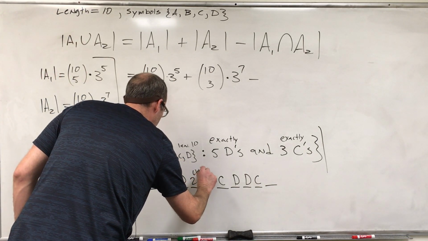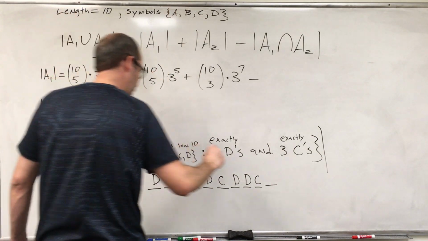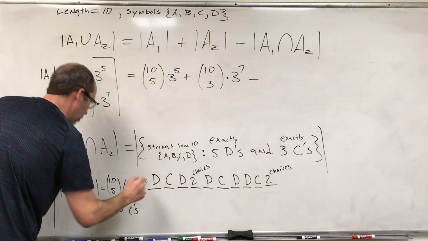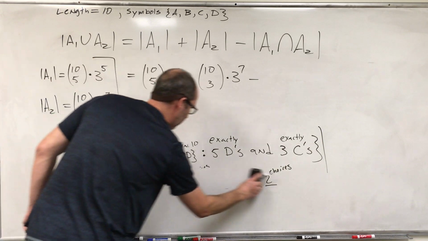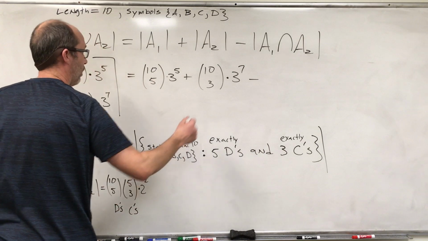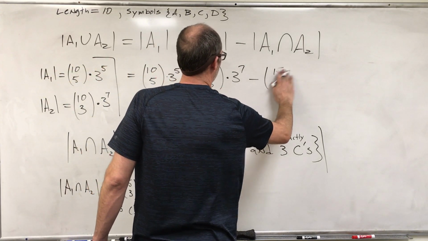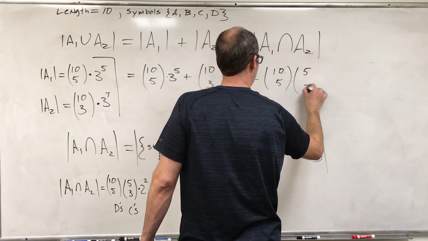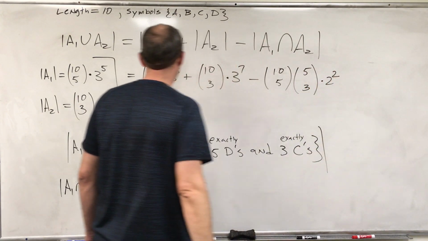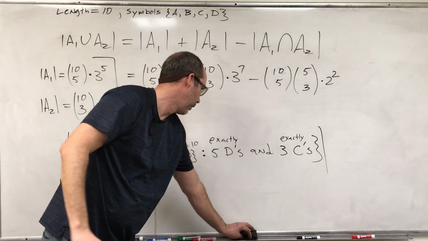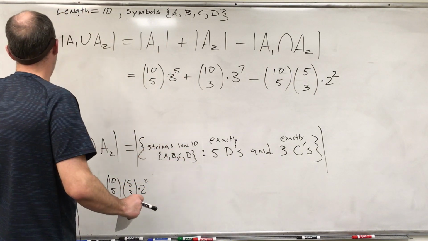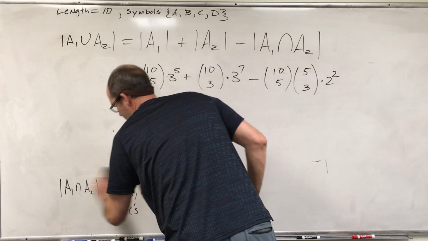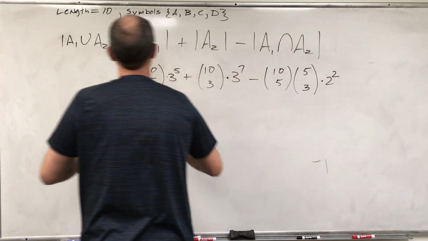Okay, so then now we have 2 choices, right? Because with D and C, now we just have A and B. We have 2 choices, 2 choices. Okay, so times 2 squared. All right, so we're going to subtract that off. We got 10 choose 5 times 5 choose 3 times 2 squared. Okay, that's the answer. I mean, you could figure out that number if you wanted to, but this is a perfectly good answer for this class. So that's the answer.